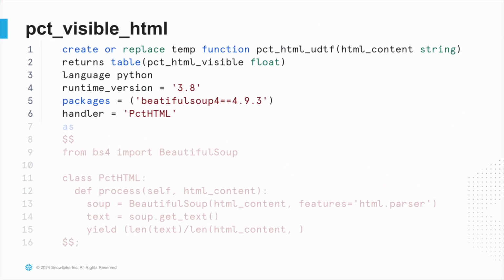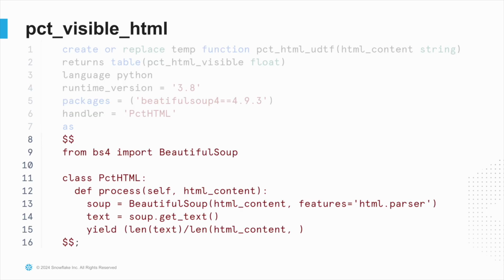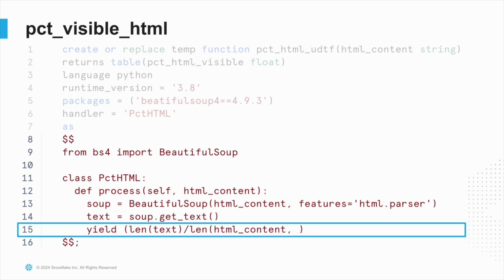Snowflake supports running Python scripts, along with Java, JavaScript, and Scala, over your data via a mechanism called user-defined functions, or UDFs. Here, we define a new UDF called html_udtf. It takes one parameter, which is the HTML content, and note its return type. It returns a table, and the table has a column which is html_visible, which is a floating point number. Here is the body of the function. This is just a Python program. The main thing to note is that we define a class with a single method called process. Process yields new rows in that table that we're outputting. The yielded tuple must match the return table definition above.